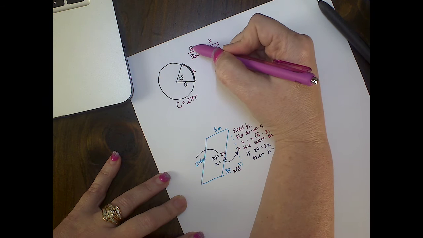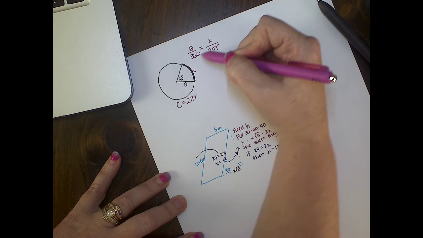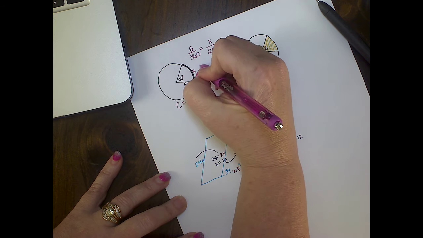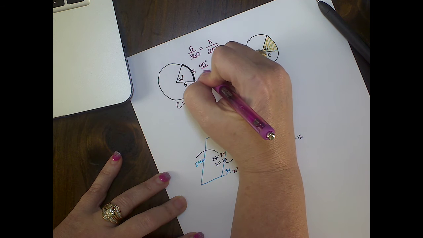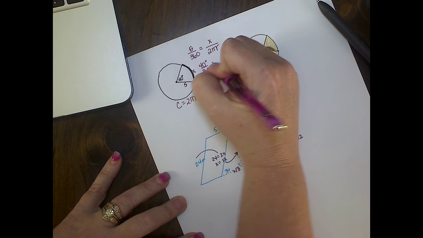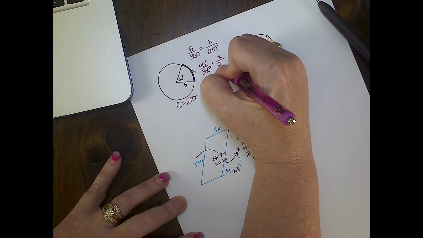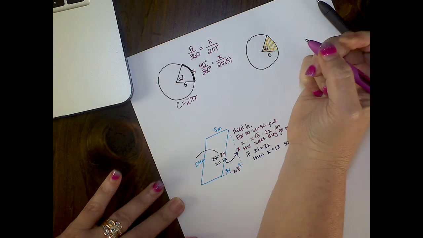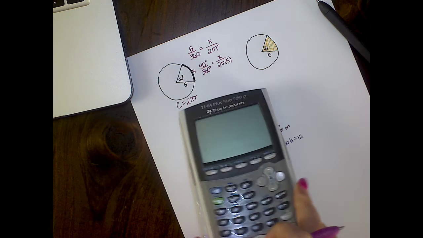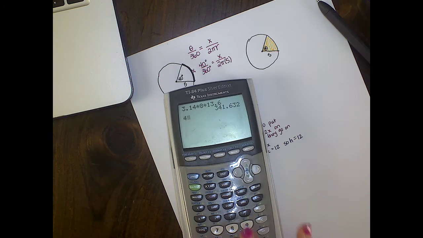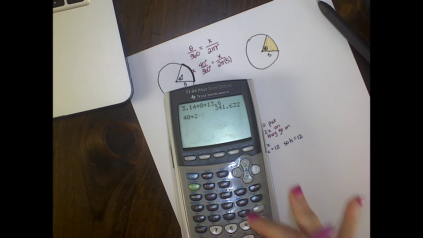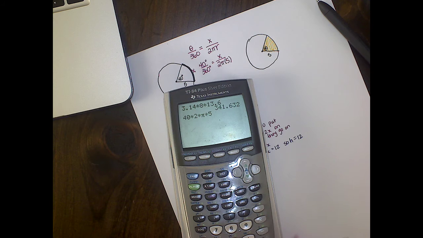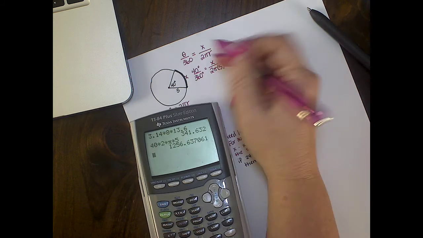Okay, the part of the angle over the whole of all the angles, the part of the circle over the whole circle. So when you set this up, you'll do 40 degrees over 360 degrees equals x over 2 times pi times 5. So now you just type it into your calculator like this: 40 times 2 times pi times 5. And you get that number right there.